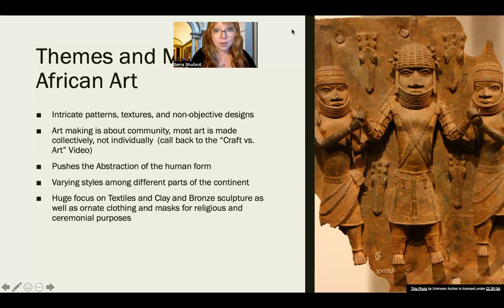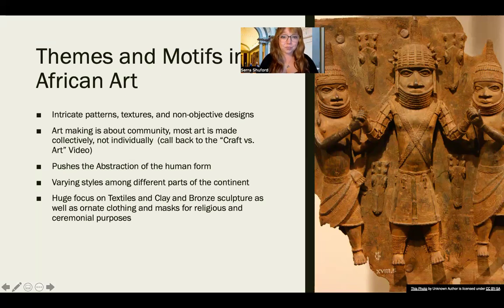So there's a lot of themes and motifs that we see here. We see a lot of intricate patterns, textures, and non-objective designs in African art. And this is really different than a lot of the artwork that we see elsewhere, where they are okay with not representing anything realistic, going totally non-objective sometimes. It's all about patterns and textures and the decorativeness of it.